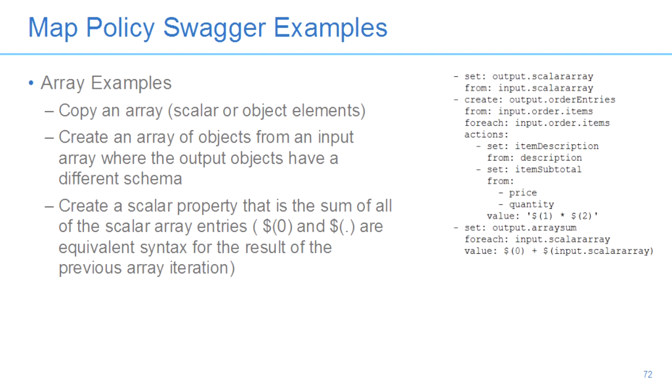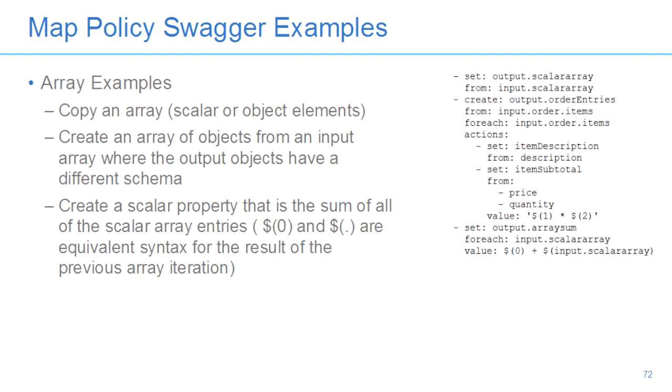Here's some array examples. So you just copy an array straight across, whether that array has scalar elements or it could have object elements, it doesn't matter. I'm just going to copy from an input array and copy that to the output array. And the output array could be called the same name. It can be called whatever you want it to be.